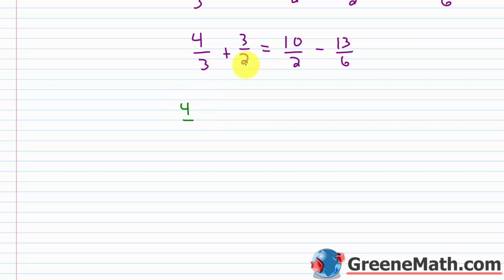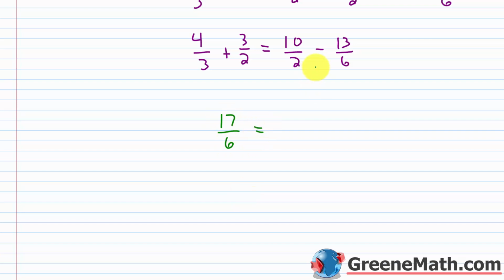So between 3 and 2, my LCD would be 6, right? So 4/3 times 2/2 plus 3/2 times 3/3. I would basically have 8 plus 9 over the common denominator of 6. 8 plus 9 is 17. So let's go ahead and write this side on the left as 17/6.